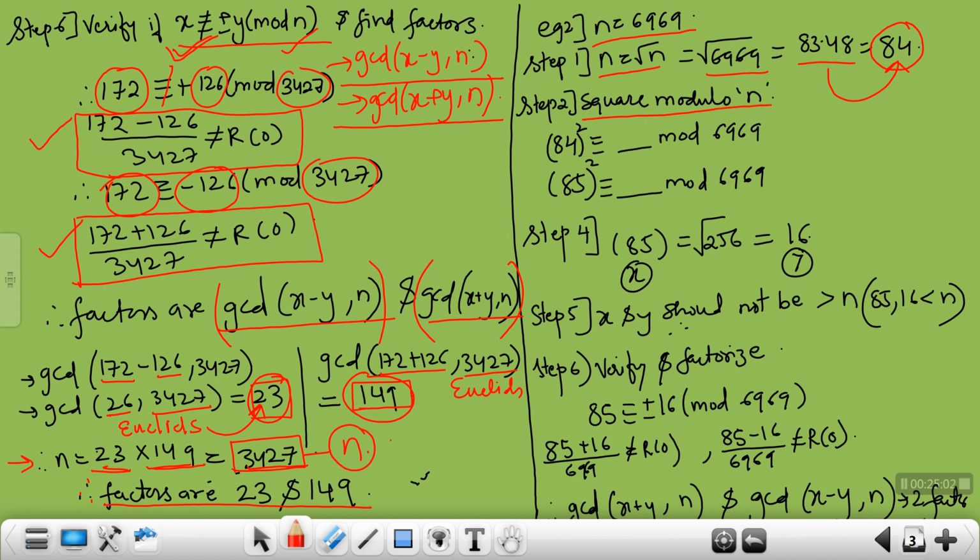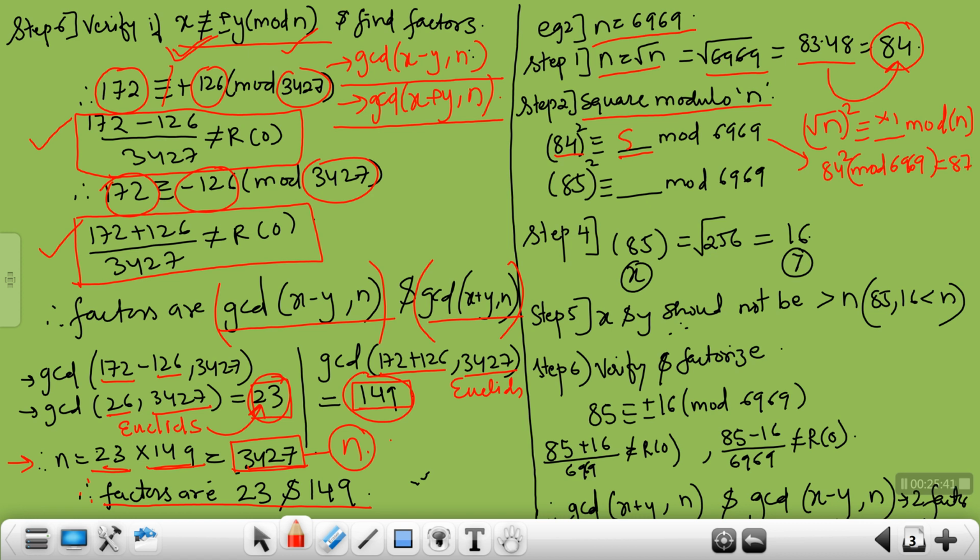What was the formula to calculate the square modulo n? It was the square root of n, the whole square, congruent to x1 value mod n. So I have done the same thing: 84, which we calculated from step number 1. I need to find the value of this mod 6969. So this is as good as calculating 84 square mod 6969. When I calculate 84 square mod 6969, I get the answer as 87.